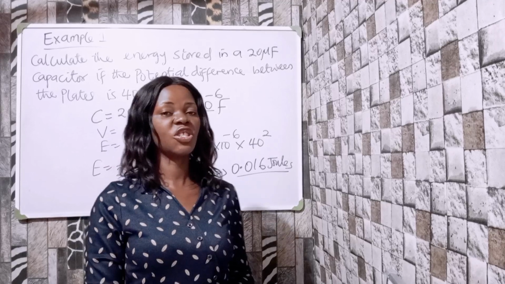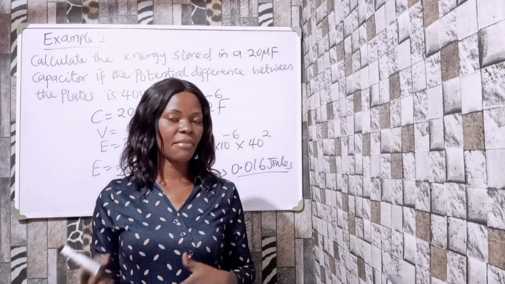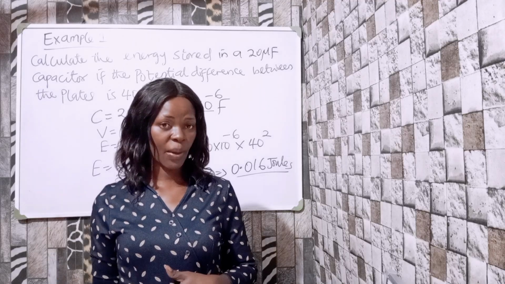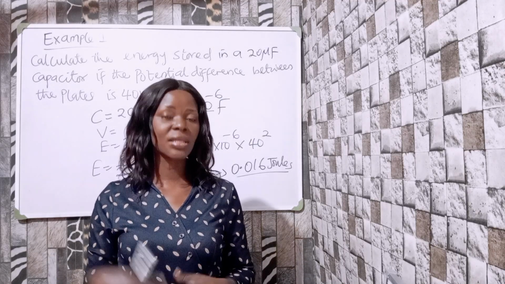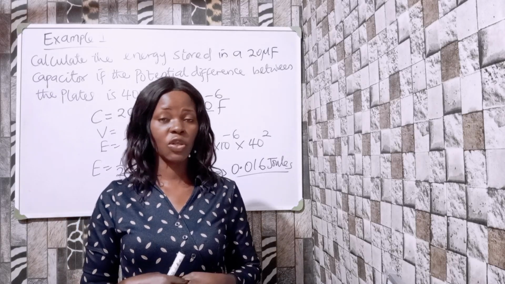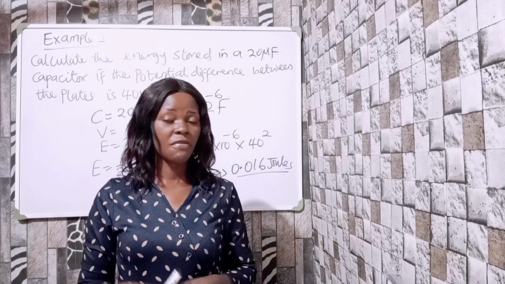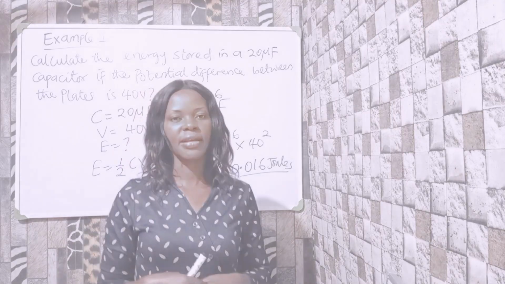So you must pay attention to your unit. Most times, capacitance is given in microfarad. That is the standard unit of a capacitor. So if it is given in microfarad, you are expected to remove that microfarad by multiplying the value by 10 raised to the power of minus 6. If you don't do that, your answer will not be correct. So let's look at another example.